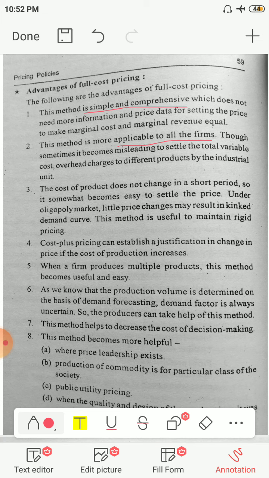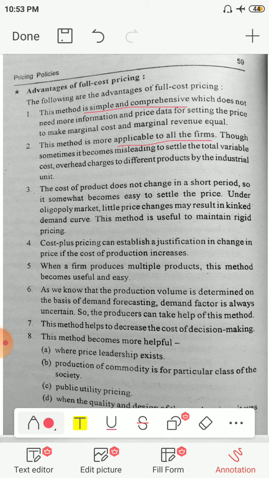Then the third advantage is that the cost of product does not change in a short period, so it somewhat becomes easy to settle the price. Under an oligopoly market, little price changes may result in a kinked demand curve. This method is useful to maintain rigid pricing. We have seen in the objectives of pricing that stability of price is one of the objectives of a firm, because if you maintain stability in price, it will attract more customers, it will satisfy your customers, and it will increase your goodwill in the market.